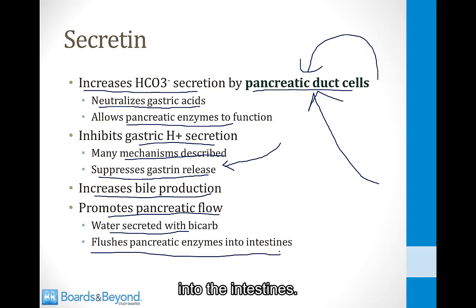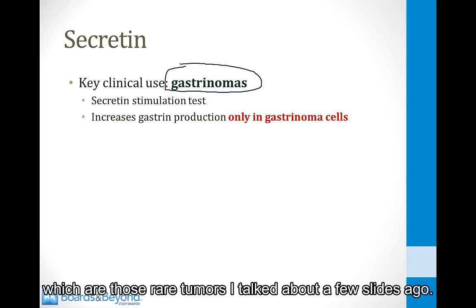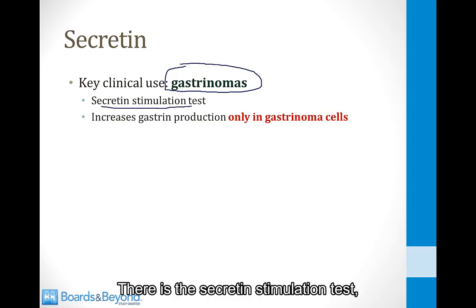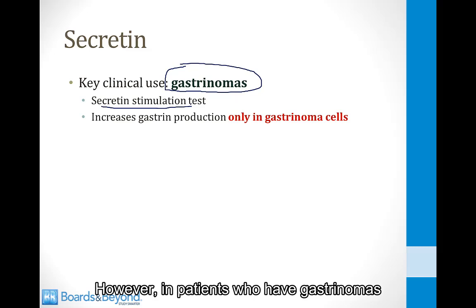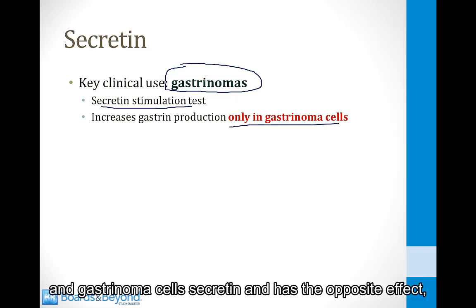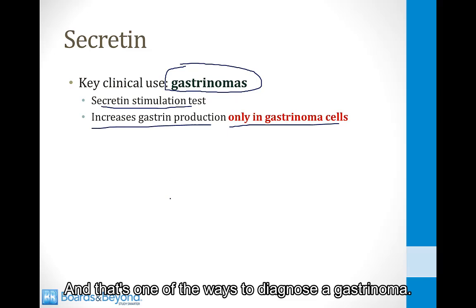into the intestines. So a key clinical use of secretin is in gastrinomas, which are those rare tumors I talked about a few slides ago. There is the secretin stimulation test. Normally, secretin suppresses gastrin production. However, in patients who have gastrinomas and gastrinoma cells, secretin has the opposite effect. It increases gastrin production, and that's one of the ways to diagnose a gastrinoma.